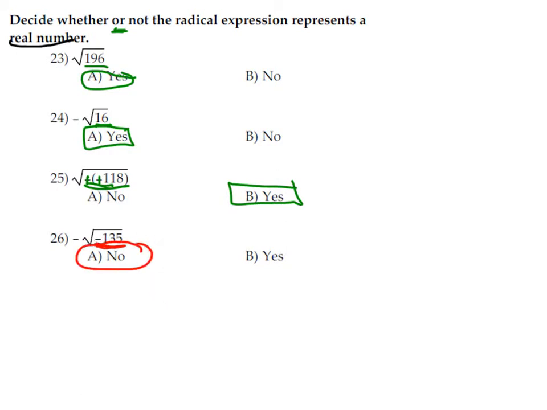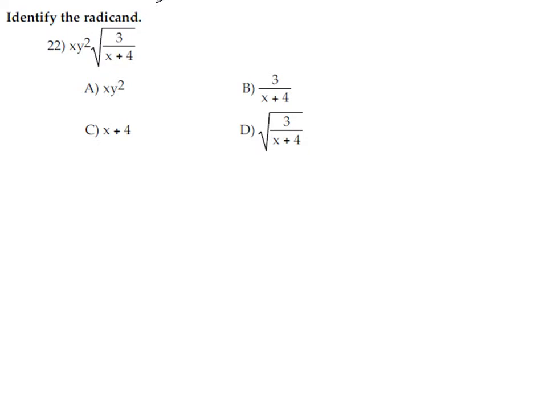Let's go back to our previous question now, 22. It says identify the radicand. The radicand is the thing that's under the radical symbol. So here's our radical symbol. Whatever's underneath that, that's our radicand. So 3 over x plus 4.